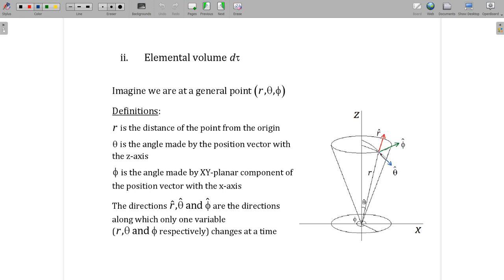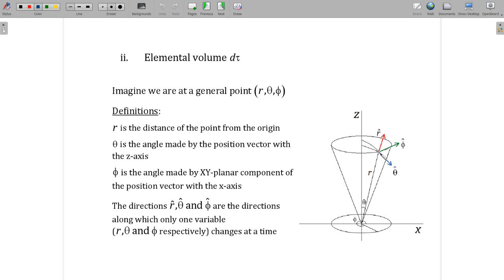So in the three-dimensional Cartesian system x, y, z, x cap, y cap, and z cap are the directions in which, for x cap, x increases but y and z remain constant.